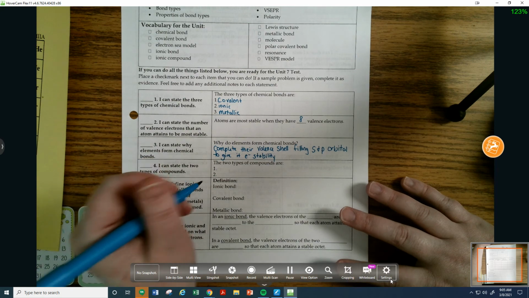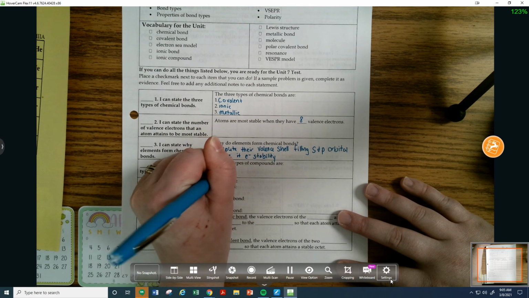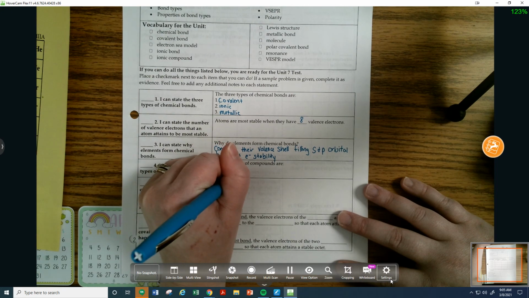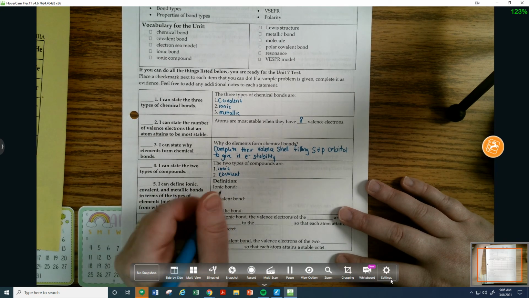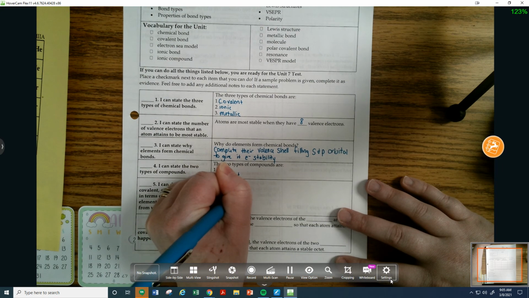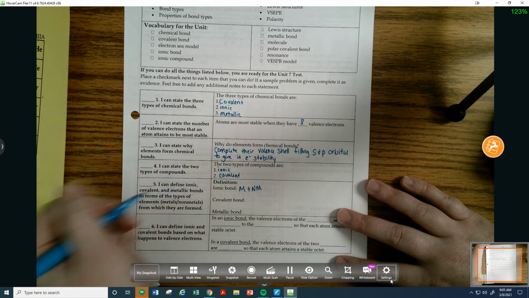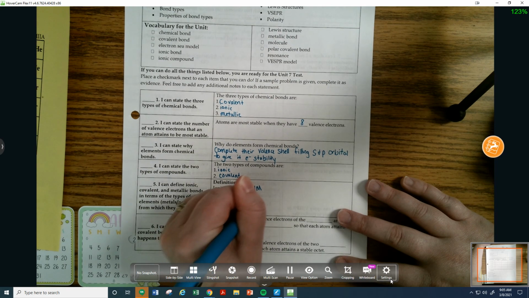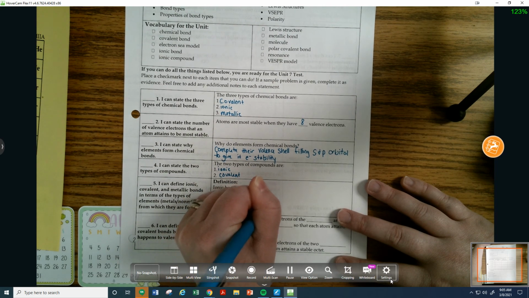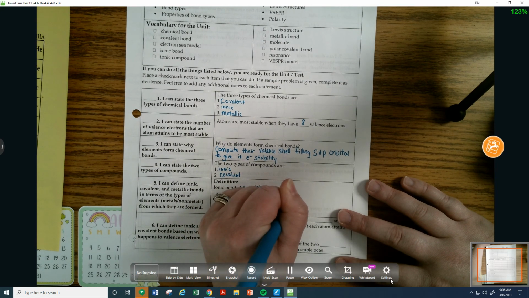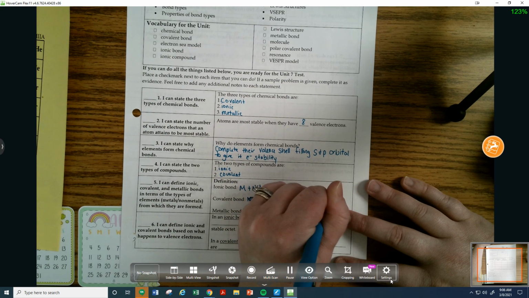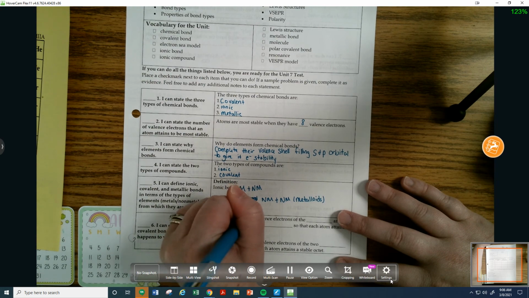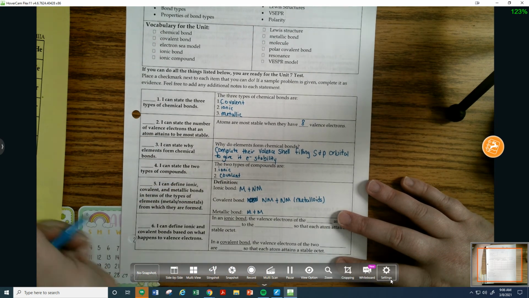So the 2 types of compounds can either be an ionic compound or a covalent. So let's see, I can define ionic, covalent, metallic bonds in terms of the type of elements, metals and nonmetals, from which they are formed. Ionic bonds contain a metal and a nonmetal. Covalent is typically nonmetals, with a nonmetal. They can sometimes include metalloids as well. And then the last one, metallic bonds are definitely metal, like alloys, okay?